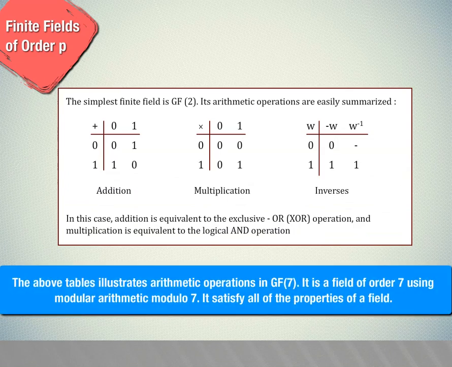The above tables illustrate arithmetic operations in GF(7). It is a field of order 7 using modular arithmetic modulo 7. It satisfies all of the properties of a field.